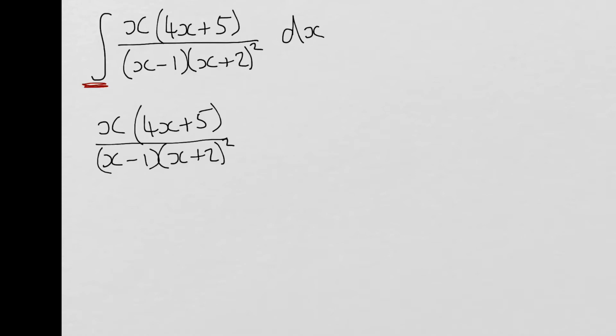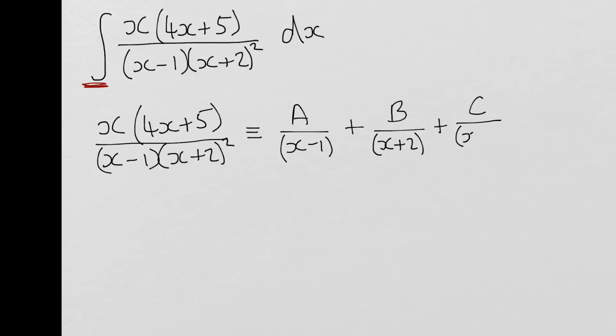Okay, so here we've got just that fraction, and what we want to do is recognise that it can be split as follows: a over x minus 1, plus b over x plus 2, just to the power of 1 at the moment, plus c over x plus 2 to the power of 2. This is how we would deal with that repeated root to the power of 2. We would have to have two separate fractions, one to the power of 1 and one to the power of 2.